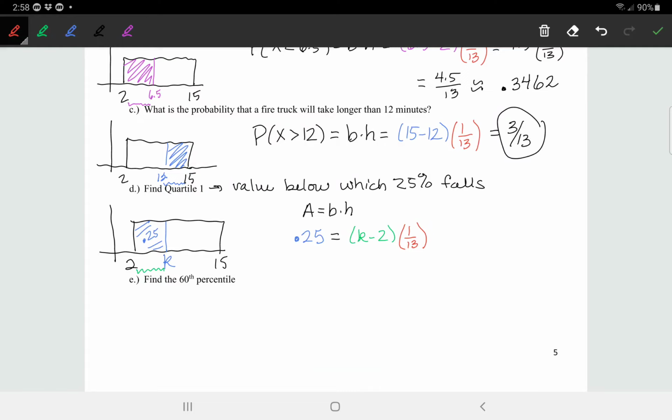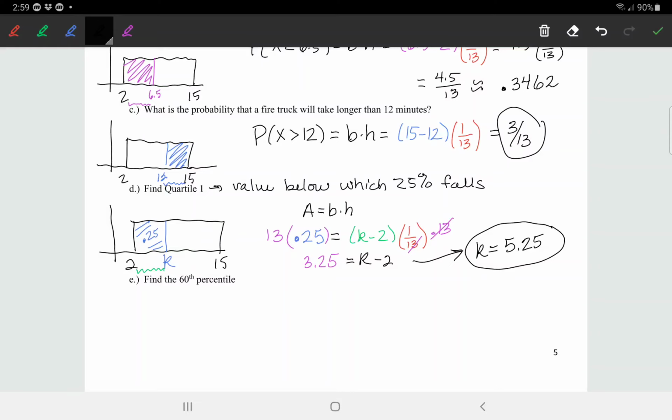So this is the equation we have to solve for k. All right, so let's multiply by 13 on both sides to cancel. And when we do that, we get 3.25 must be equal to k minus 2. And when we add 2 to both sides, we see that k is equal to 5.25. So 25% of the time, it will take fire trucks 5.25 minutes to arrive on scene.